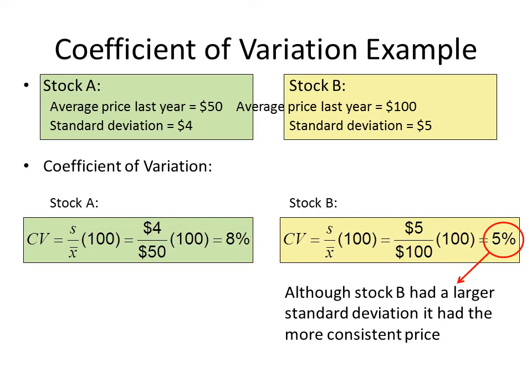So out of these two stocks, stock A has more variation, so stock A is less consistent than stock B. The prices throughout the whole year for stock B were closer together to the mean compared to stock A, where the values were on average farther away from the mean.